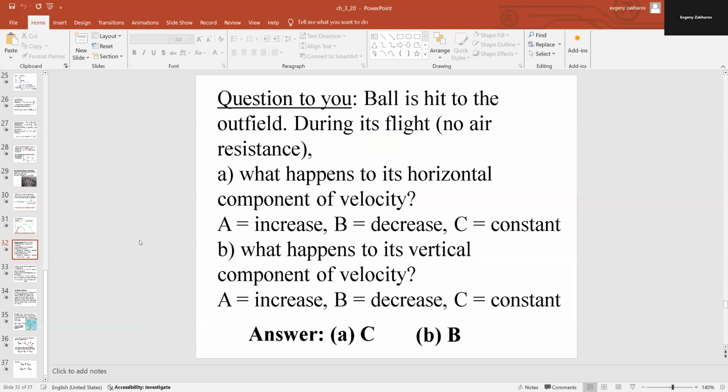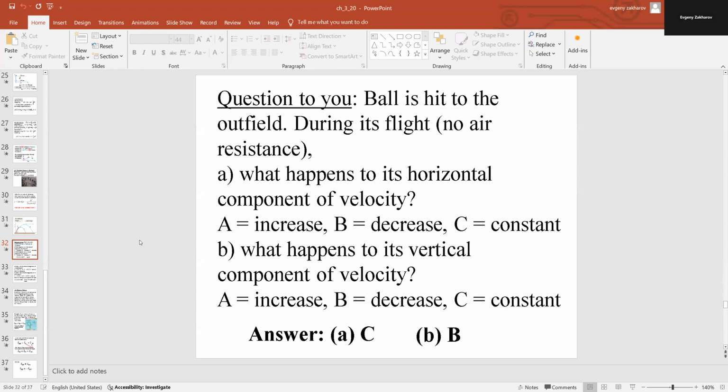Okay, question to you. Ball is hit to the outfield during its flight. So we have a projectile motion, right? Because once the ball leaves the baseball bat, the only force that acts on the ball is gravity. And gravity creates the free fall acceleration that we already know. So what happens to the horizontal component of velocity?